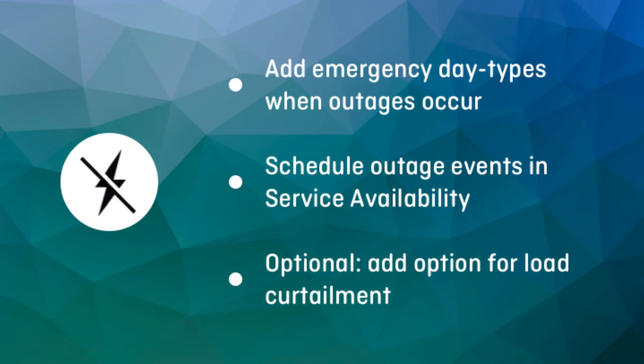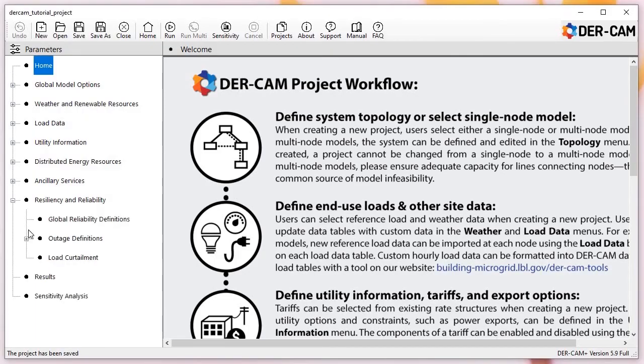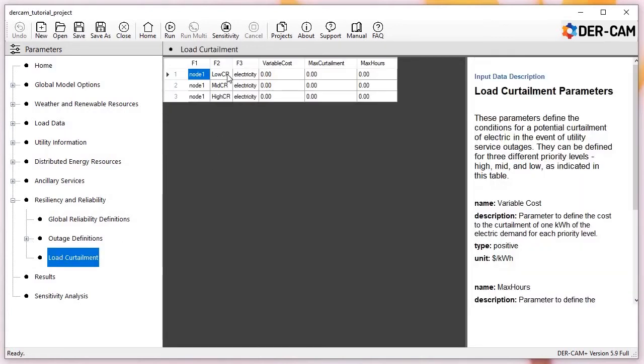In some cases, critical loads can be isolated and served separately from non-critical loads. In the event of a grid outage, such buildings would have the option to suspend service to non-critical loads to increase the duration or reduce the capacity necessary to preserve critical operations. To add this ability to our model, let's navigate to the Load Curtailment menu. Here we have the option to define different levels of curtailment, each with a cost, curtailment amount, and maximum number of hours it can be used per year.